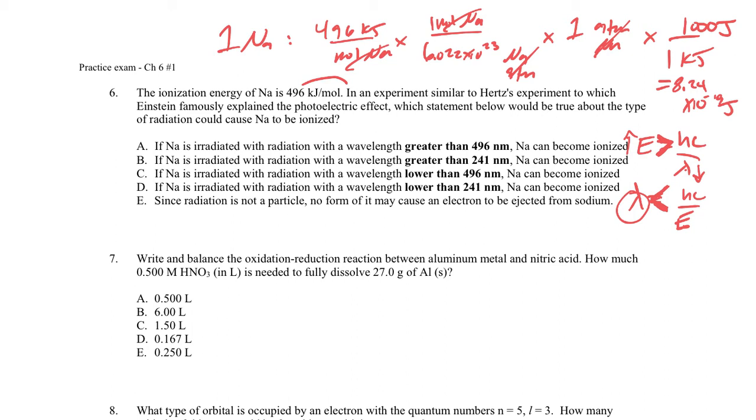So I'm going to take h, 6.626 times 10 to the minus 34, times 2.998 times 10 to the 8, and then divide by this energy. I get 2.41 times 10 to the minus 7. I put the sign wrong. So we want lambda to be less than 2.41 times 10 to the minus 7 meters, or less than 241 nanometers.